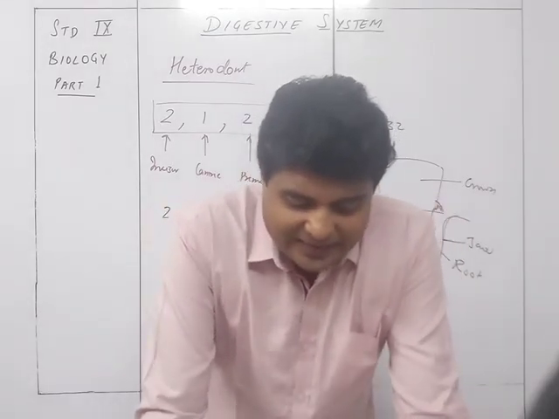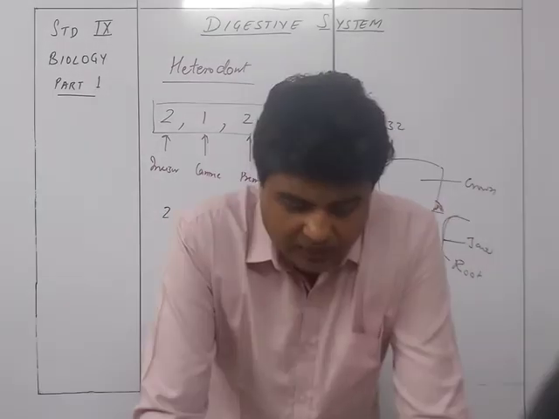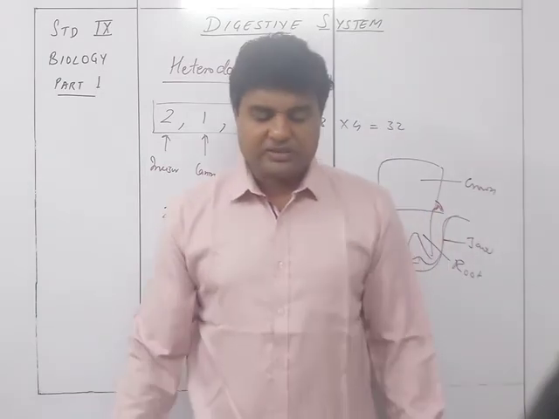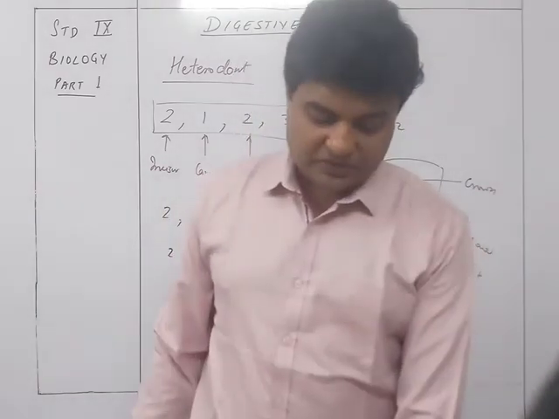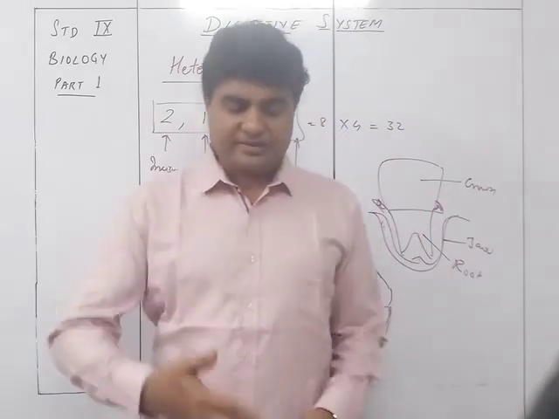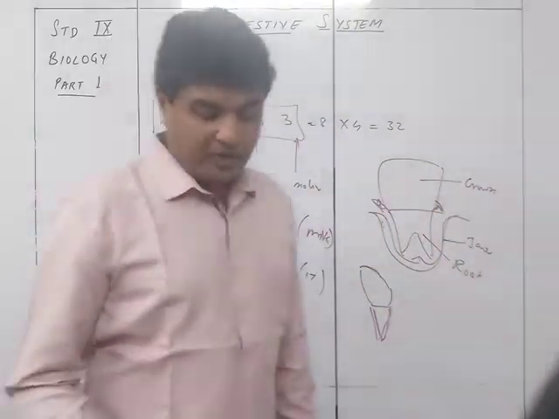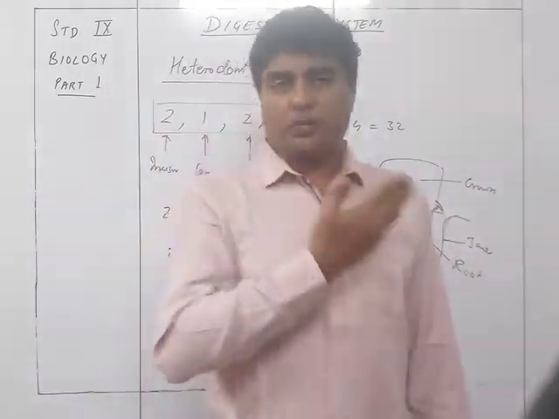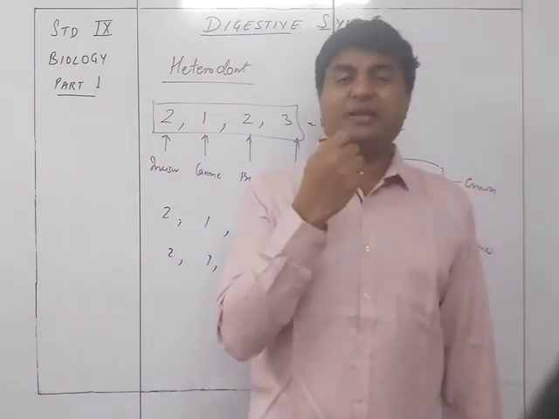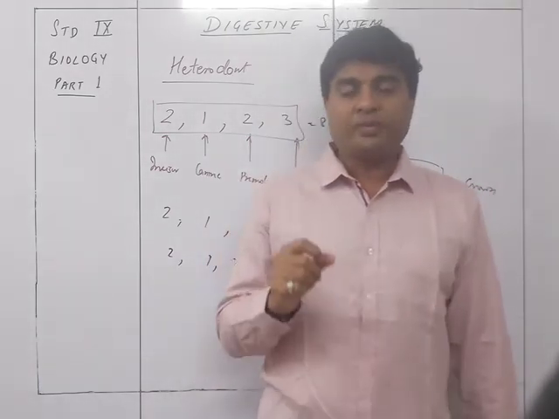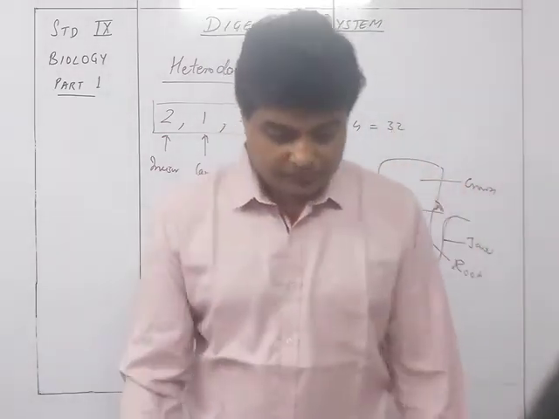The neck is slightly constricted between the root and the crown. In a vertical section, a tooth shows the following parts. So if you take a vertical section of the tooth, it will show these parts. First is the enamel. The enamel is the outermost covering. The enamel is the hardest coating in our body. The hardest substance in our body is the enamel.